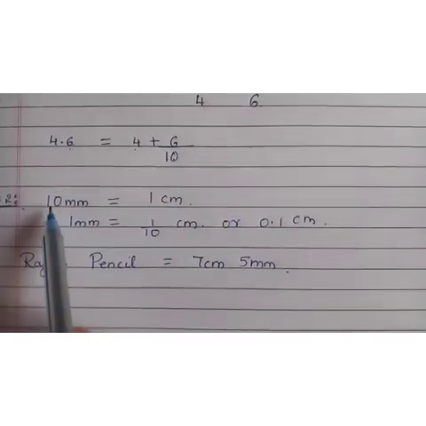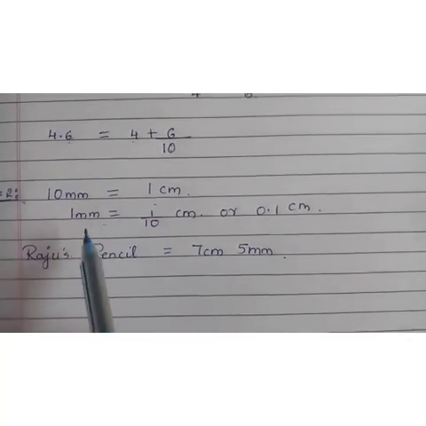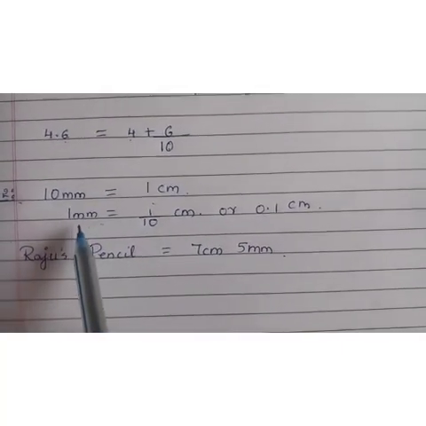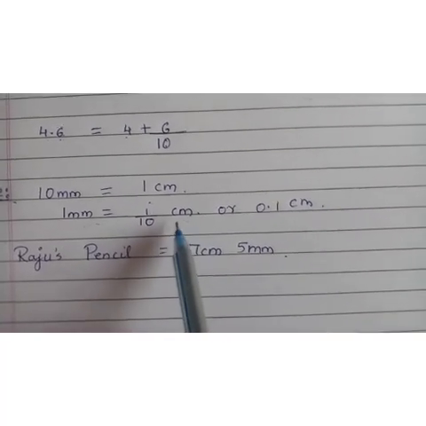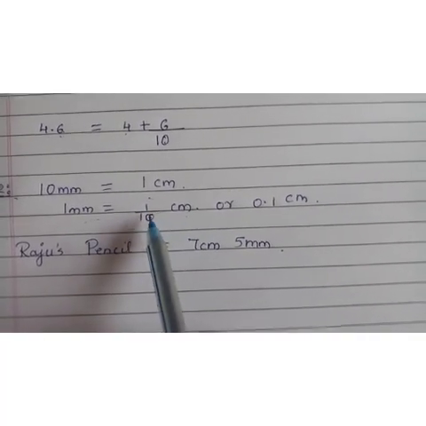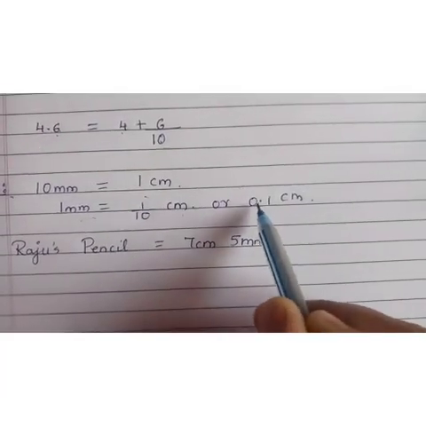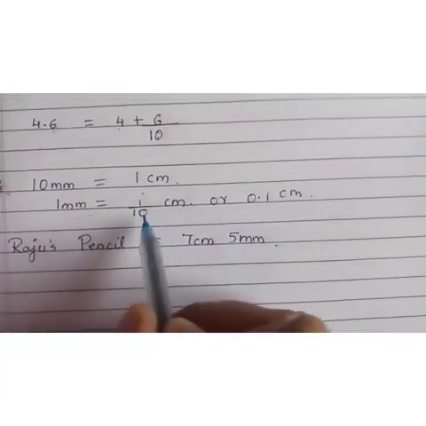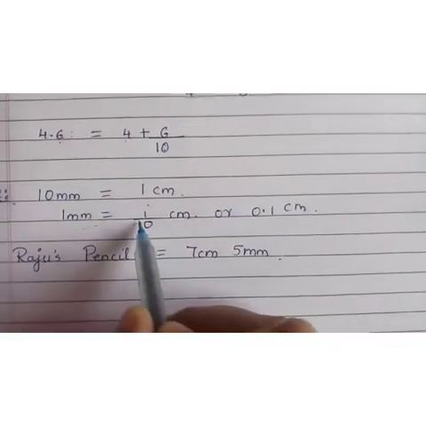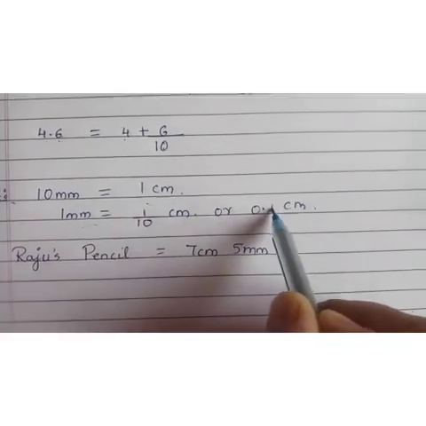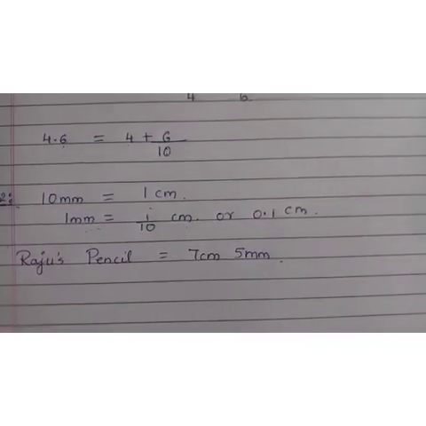Children, we know that 10 millimeters is equal to 1 centimeter. We can also write it as 1 millimeter is equal to 1/10 centimeter, and this fraction we can write as a decimal, that is 1/10 can be written as 0.1. See here children, the 0 becomes the point, and leave the denominator and write the upper number, 1. So it will be 0.1.